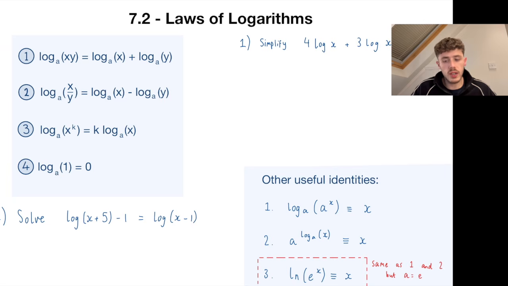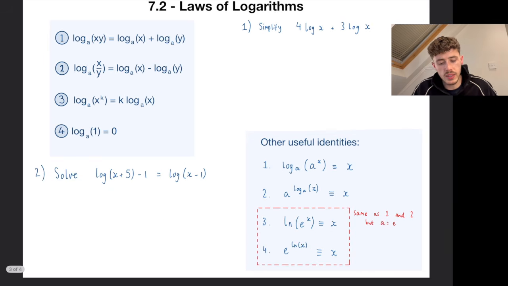The final 2 are slightly different, and the third one is definitely very useful, that if you have a power within the brackets of the logarithm, you can bring the power down to the front, and it acts as kind of a multiplier. So it would be k times log base a of x. And finally, number 4, similar to those indices laws, anything to the log of 1 is equal to 0. We have some other useful identities on the bottom right as well, and something that is very useful to note at this point is ln is the natural logarithm.